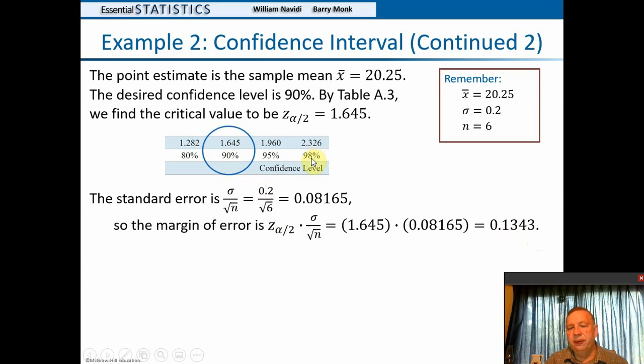Notice if we look up here, the more confidence I am, the bigger the critical value is. So if I was only 80%, this would only be 1.282. At 98%, this is 2.326. So this is the number that's changing. This is going to be bigger, so the margin of error is going to be bigger for a greater confidence level. That's opening up our interval, but we're more confident that it's in there.